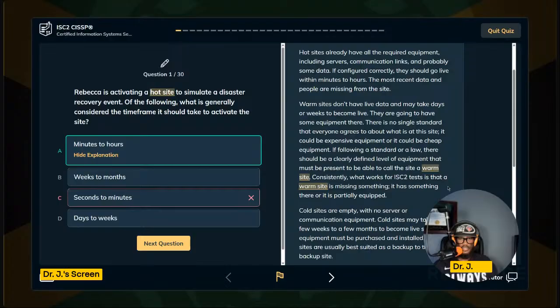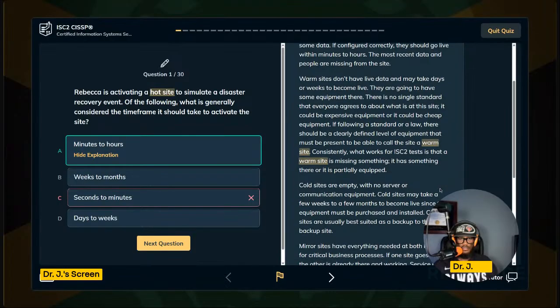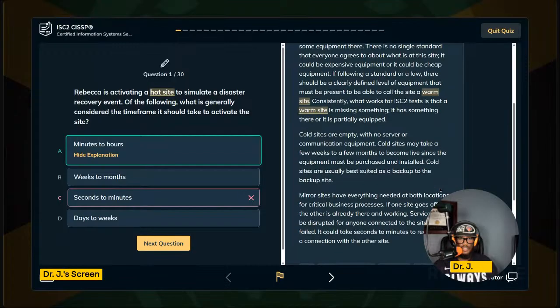I'm just really trying to see why. Yeah, cold sites are empty, with no servers and no communication equipment. Cold sites may take a few weeks or months. That's why I figured that'd be a cold site. Mirror sites have everything needed at both locations for critical business processes. If one site goes offline, the other is already there and working. Service may be disrupted for anyone connected to the site that failed. It could take seconds to minutes to restart a connection with the other site.